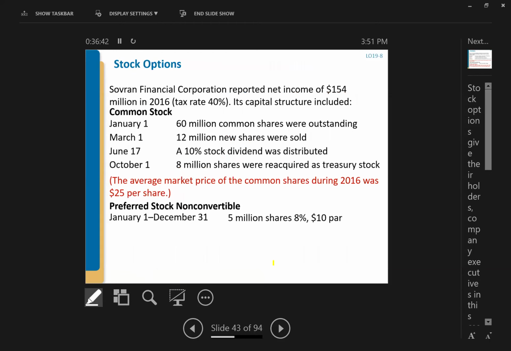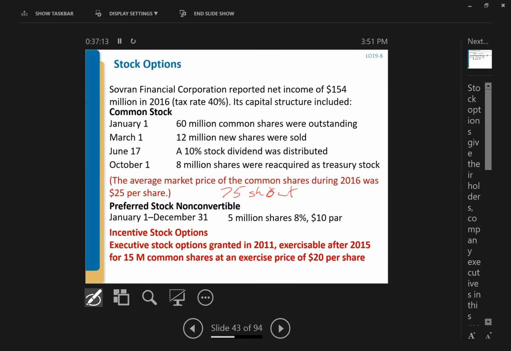So here we got our little scenario. Same stuff. Wasn't this 75 initially? I think the last one we ended off with was 75 million shares outstanding, if I remember correctly. And we had our preferred stock dividends calculation. Incentive stock options: executive stock options granted in 2011. And again, this is 2016, so it was in a previous year. Exercisable after 2015 for 15 million shares at an exercise price of $20.